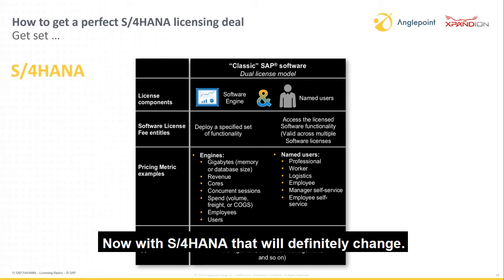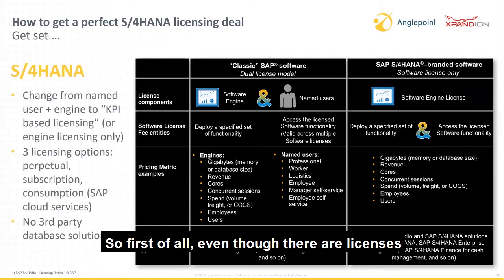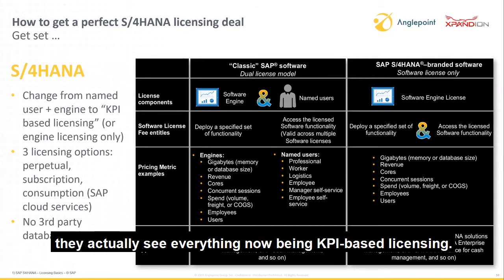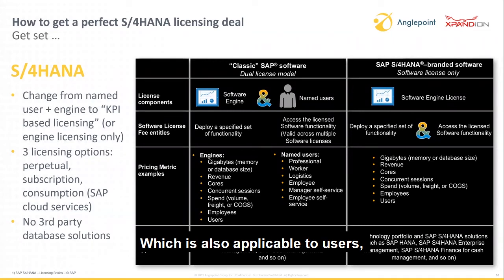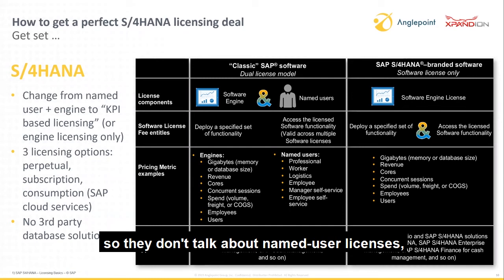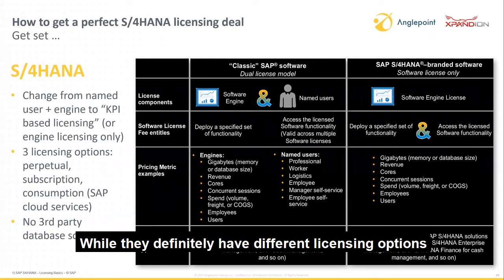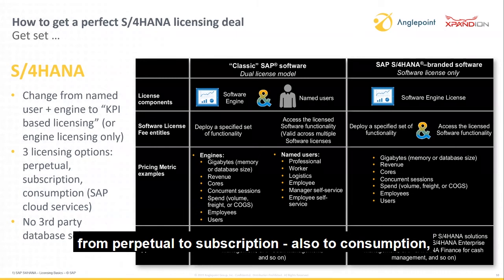Now with S4HANA, that will definitely change. So first of all, even though there are licenses that SAP considers being related to users, they actually see everything now being a KPI-based licensing, which is also applicable to users. So they don't talk about named user licenses, they talk about use licenses, which is, at least to their understanding, a little bit different. Well, they definitely have different licensing options, from perpetual to subscription, also to consumption.